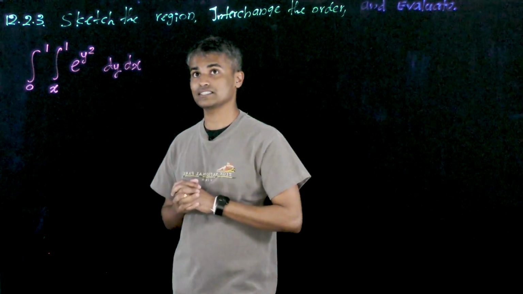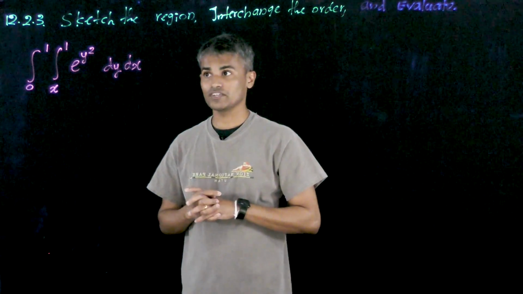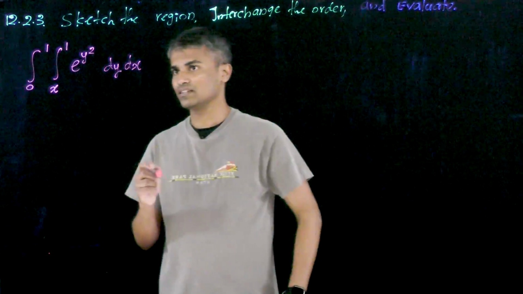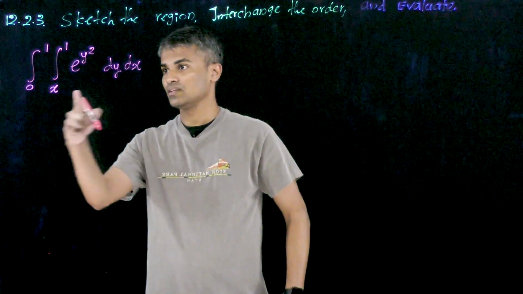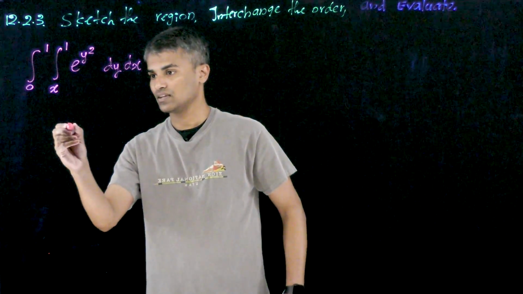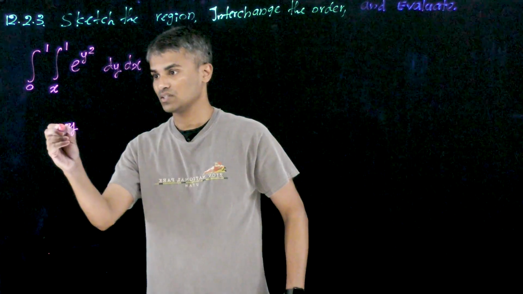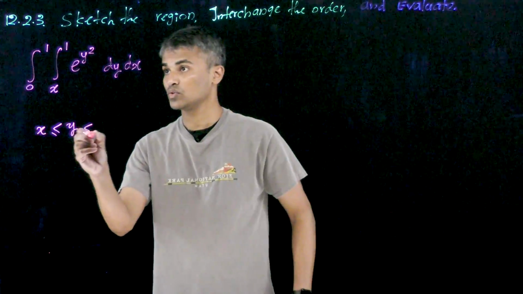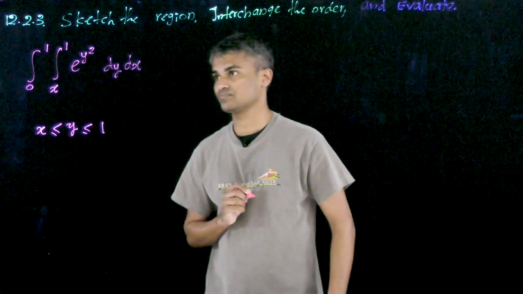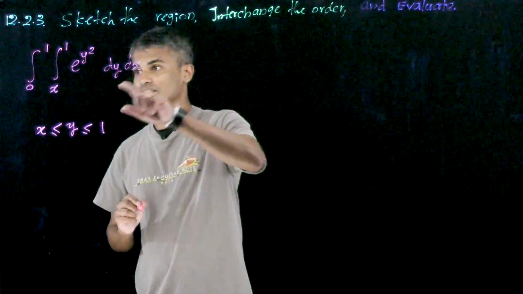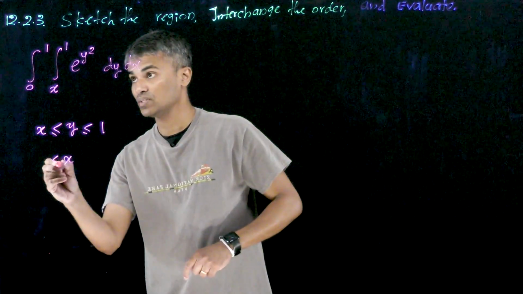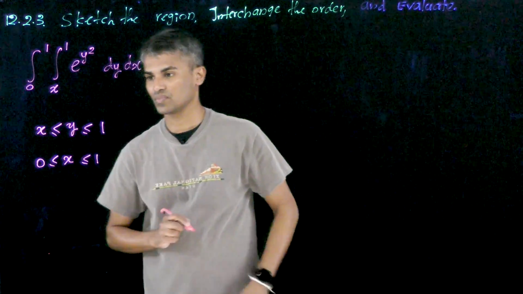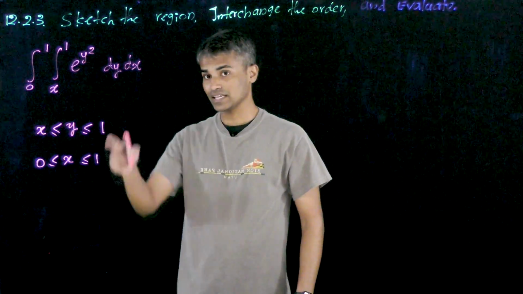First, let us sketch the region of integration. Before we do that, let us figure out the limits. This inner integral says your y values go from y equals x to y equals 1, and our outer integral says x goes from x equals 0 to x equals 1. Now, let us sketch this domain.